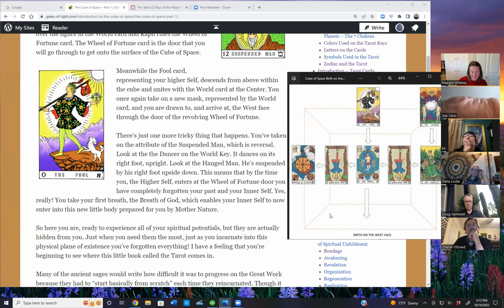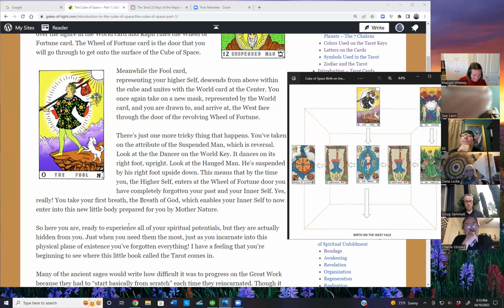Yes, really. You take your first breath, the breath of God, which enables your inner self to now enter into this little body prepared for you by Mother Nature. It's at the point of breath, the first breath of life that you take, that you enter. So the body has been well developed by the mother and in perfect shape. It moves, it responds, it hears, everything's going on inside the womb. But you enter at the point of the first breath. You being your soul, which is now wrapped around the self. And that happens when you inhale your first breath.